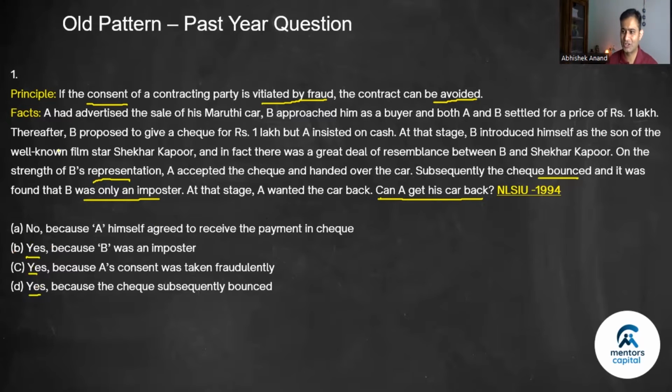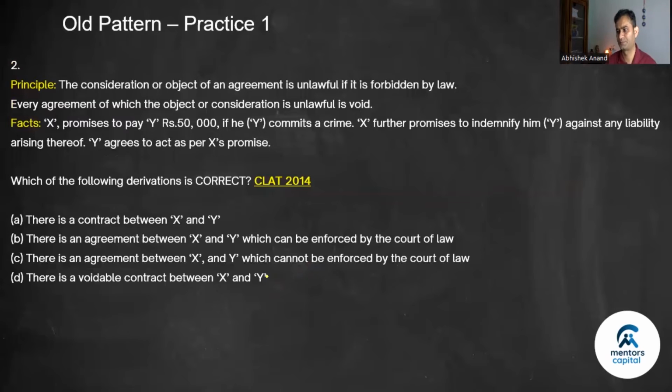Now, the explanation has to be one which applies the principle. Because B was an imposter, okay. Because the check subsequently bounced, this is not what the principle said. Because A's consent was taken fraudulently. This is where the principle is applied, right? You might say that B happened. Yes, because B was an imposter, therefore the principle will get applied that the consent was received by an imposter by committing a fraud. So C is the better answer than B, because in C the principle gets applied. The first answer is C. Let's move to question number 2.